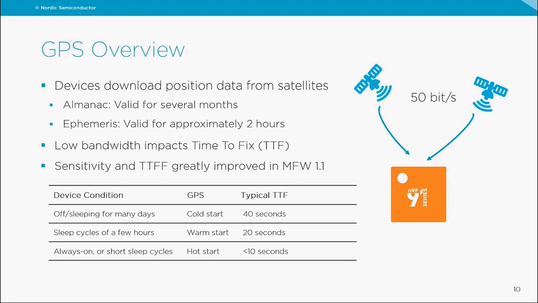In the standard GPS operation, it's downloaded at a 50 bits per second link from the satellite, after you have a fix on one of the satellites. And low bandwidth impacts time to fix. So this is quite slow.